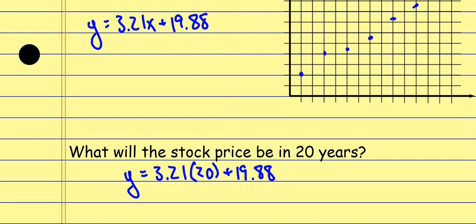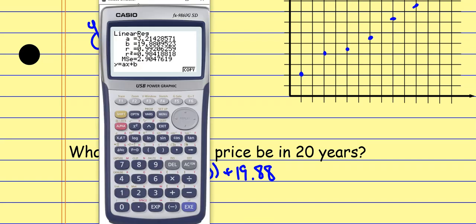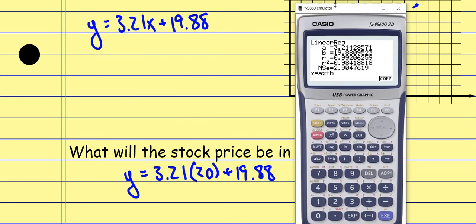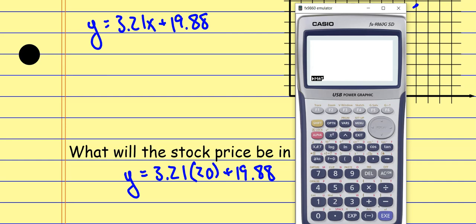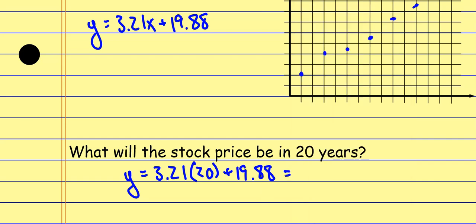And again, this is a job for my calculator. If I go back to my good old Casio, since I've got it pulled up, I want to leave this menu. Remember, I'm in the stat menu, so I go menu, and run math is where you go to do basic calculations: 3.21 times the 20, and then plus the 19.88. Okay, so I get $84.08. Which isn't a bad chunk of change.